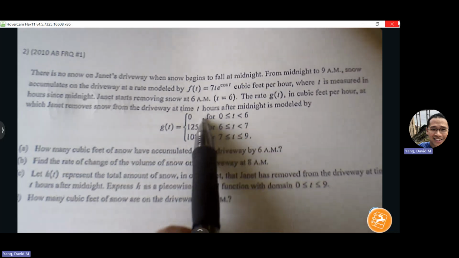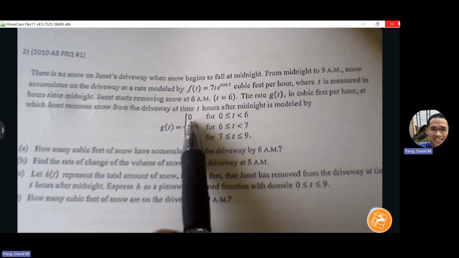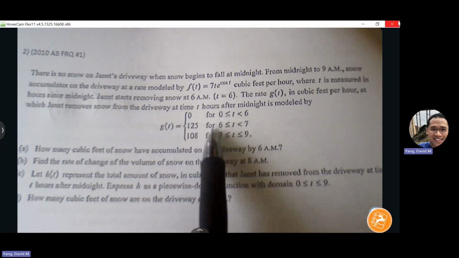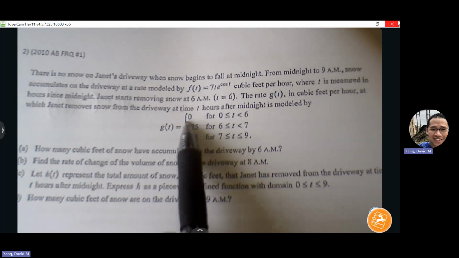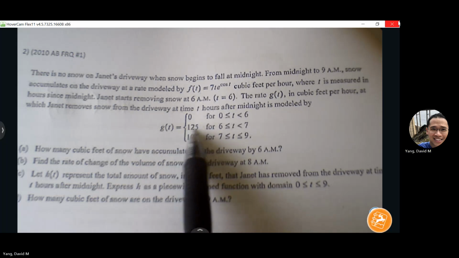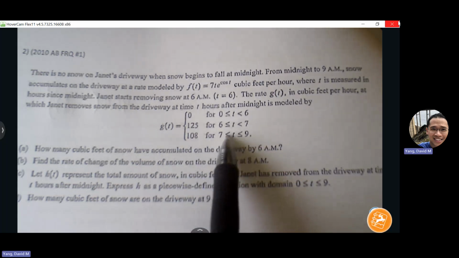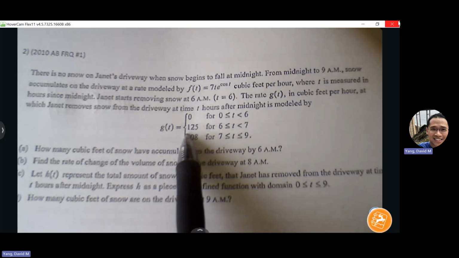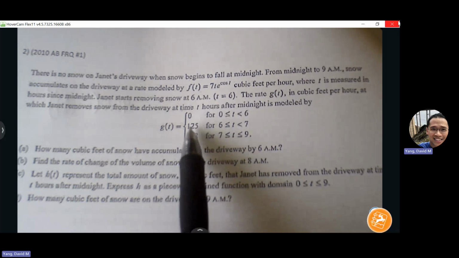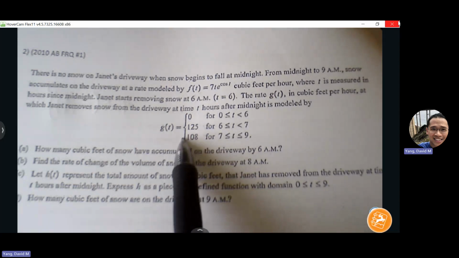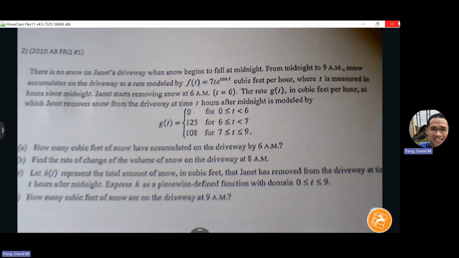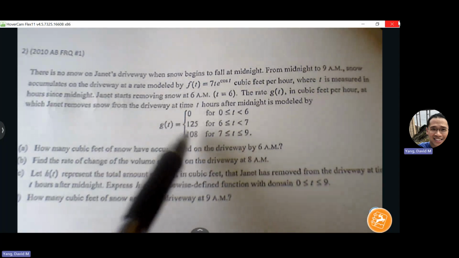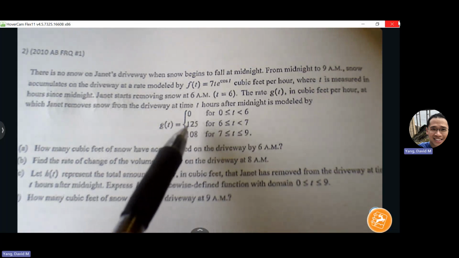From midnight until 6 a.m., she's in the house. She hasn't come out yet, so she hasn't shoveled any snow off the driveway. But from 6 to 7, she is making progress at 125 cubic feet per hour. Then from 7 to 9, for the next 2 hours, she slows down. It's only 108. She's still making progress, but it's less than the first hour. So 108 cubic feet per hour for the next 2 hours. She's out there for 3 hours, 125 cubic feet per hour for 1 hour and 108 cubic feet per hour for 2 hours. So we can find out exactly how much snow she's shoveled.